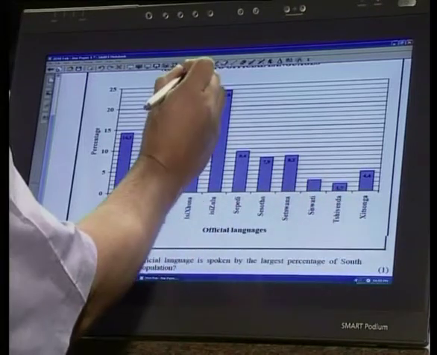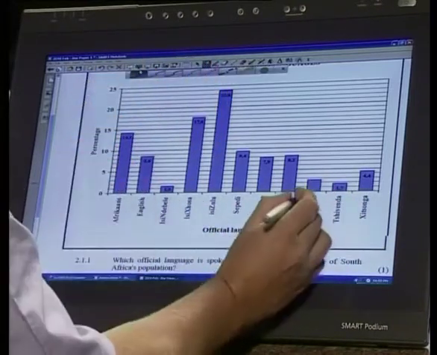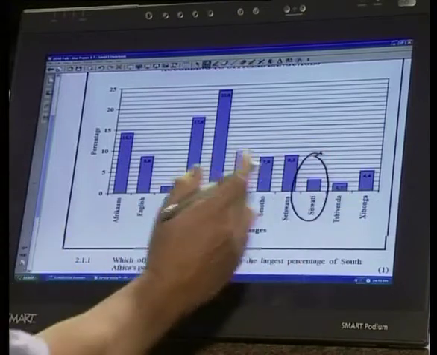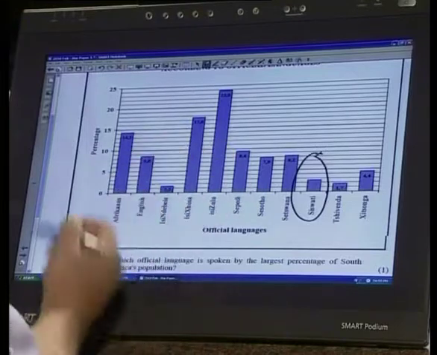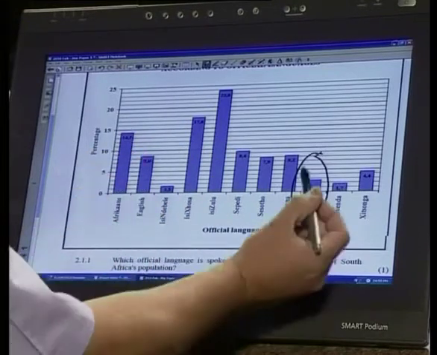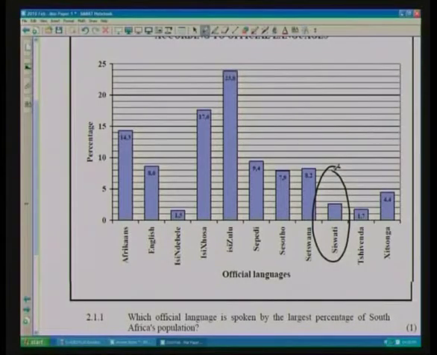Now, this is what we're interested in. What percentage of the population does this language make? Well, let's have a look at it. We look here, all our graphs have figures on top. And we look here and we say, oh my giddy aunt, we've got a problem. There's no figure here. How are we going to find this figure?